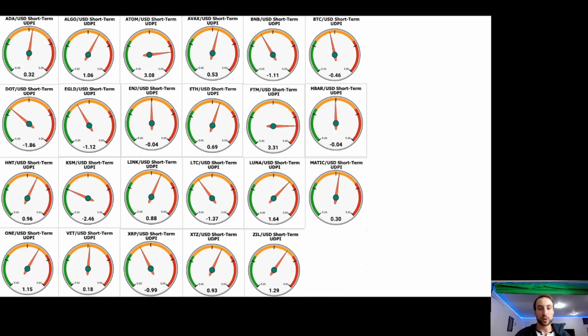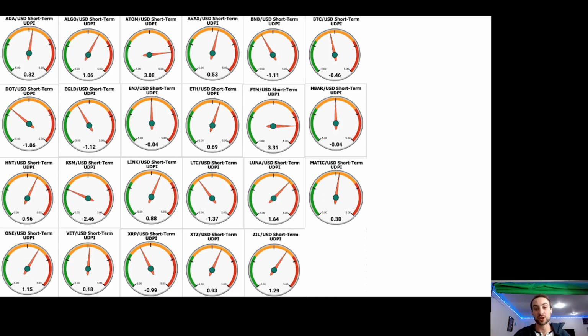Ethereum at plus 0.69, positive territory, but again, not very extended in either direction, pretty close to a stable equilibrium there. So really not too much of an edge. If we're looking at specific assets, Phantom, for example, is at plus 3.31. Phantom has been a very high performer recently. So this should come as no surprise.